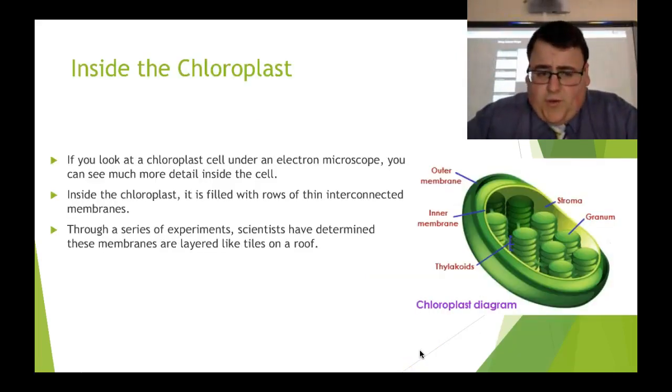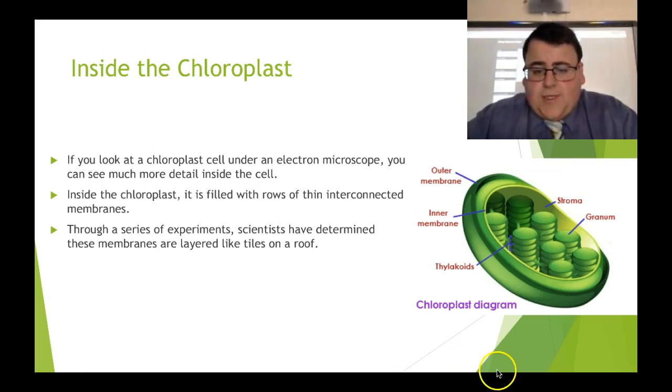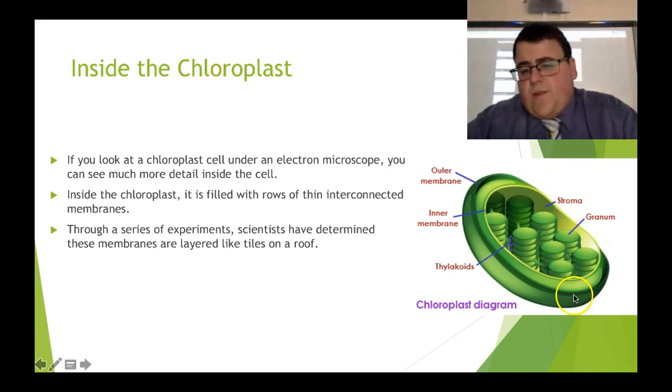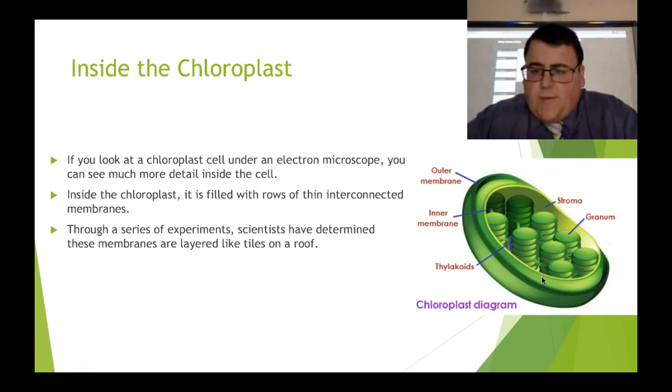We also want to look inside the chloroplast. If you look inside the chloroplast using an electron microscope, we can't do it with the light microscopes in our classroom, you can see much more detail inside of the cell. The first thing you notice is that it's filled with thin interconnected membranes, which you can see all throughout here. Through a series of experiments, scientists have determined that those membranes almost look like tiles on a roof.